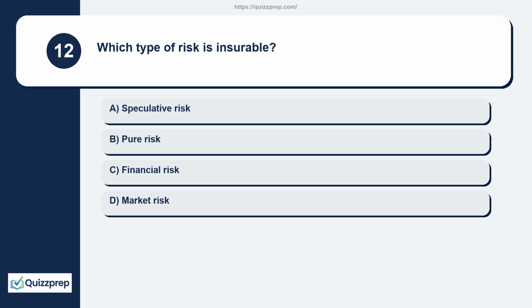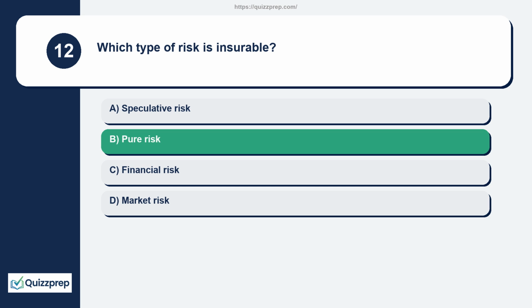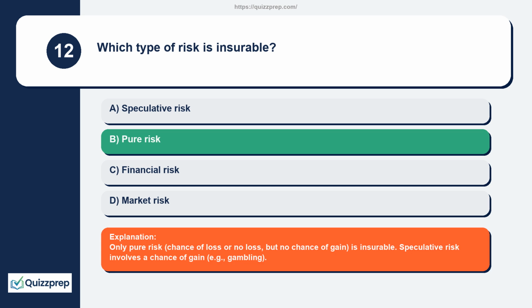Question 12. Which type of risk is insurable? Speculative risk, pure risk, financial risk, market risk. Only pure risk, chance of loss or no loss, but no chance of gain, is insurable. Speculative risk involves a chance of gain, for example, gambling.